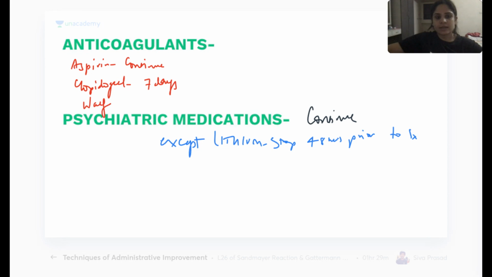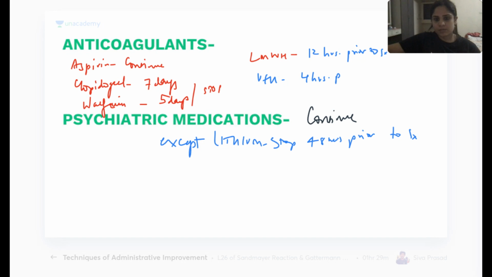Okay, warfarin, continue or stop? And how many days prior to surgery? Yes, warfarin stop 5 days prior to surgery. Okay. Then low molecular weight heparin, last dose to be given when? And unfractionated heparin, last dose to be given when? Low molecular weight heparin, last dose 12 hours prior to surgery. Unfractionated heparin, last dose 4 hours prior to surgery.